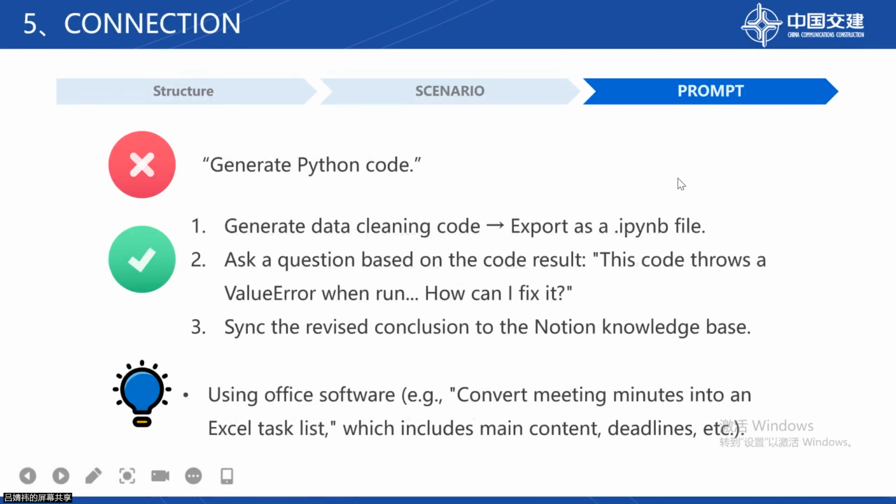And then the connection is also important. Sometimes we used to say, please generate a Python code in Jupyter Notebook. In WiseWheel, you could say, generate data cleaning code, export as IPYNB file. Ask a question based on the code result: this code throws a value error when running, how can I fix it? There are also tips for using Office software, like convert meeting minutes into an Excel task list, which includes main content, deadlines, etc.